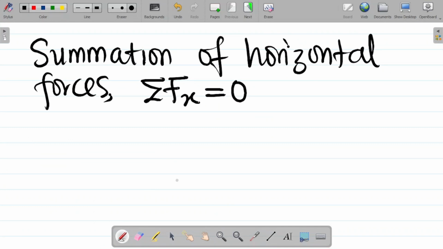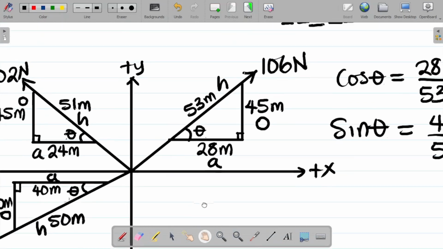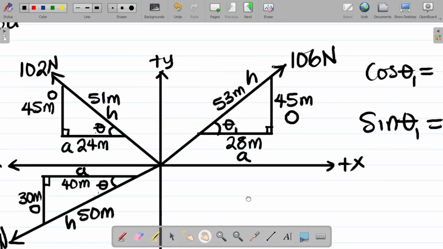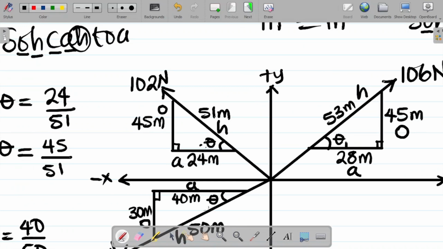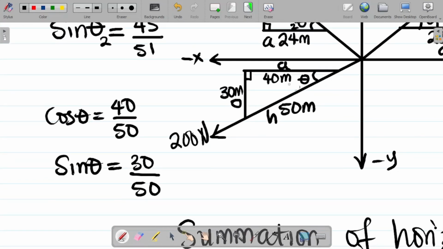So we're saying that sigma fx, let's start with the first force there. That gives you sigma fx equal to, and to make this easier for us, let's call this theta 1. This becomes cos theta 1, sin theta 1. Let's call the next force theta 2. This now becomes cos theta 2, sin theta 2. Finally, let's call the third force theta 3. This becomes cos theta 3, sin theta 3.